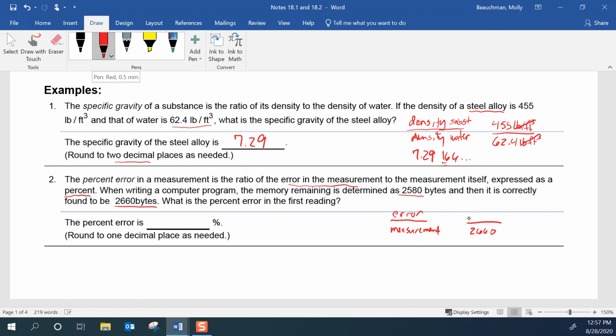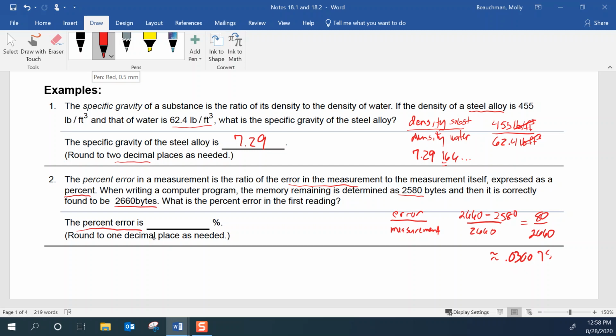So we need to express the numerator as the error. So the error is the difference between the two, 2,660 minus 2,580. So the error in our measurement is 80. The ratio of the error to what it should have been is 80 divided by 2,660, which is approximately 0.030075.